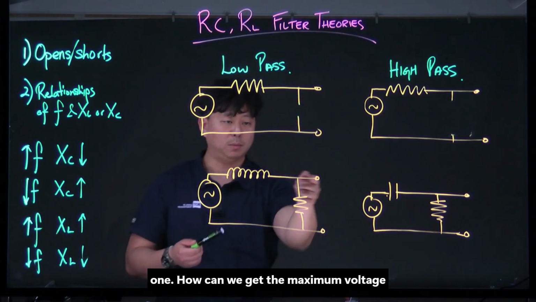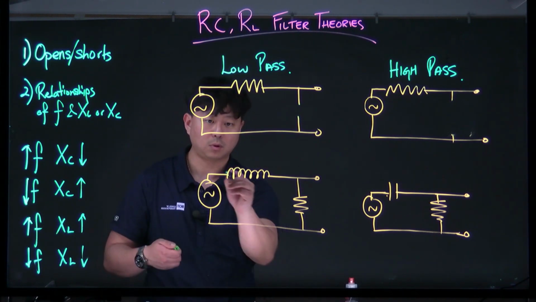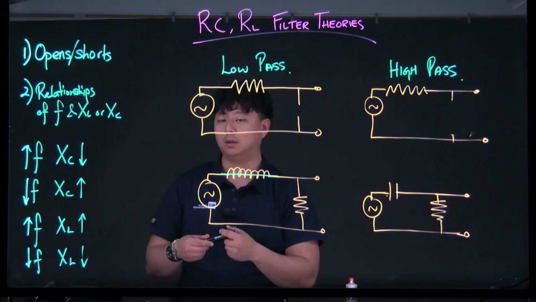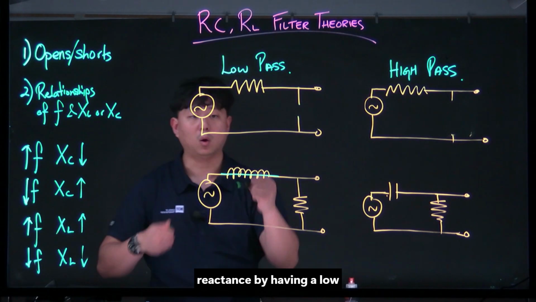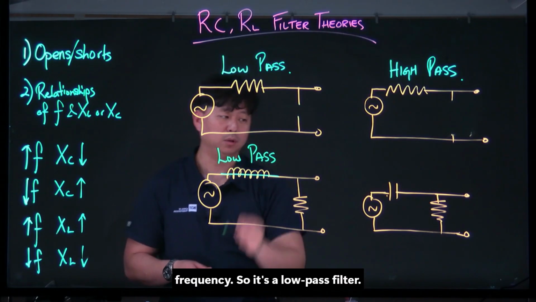How can we get the maximum voltage output? By shorting it. How do we short it? By lowering the reactance by having a low frequency. So it's a low pass filter.